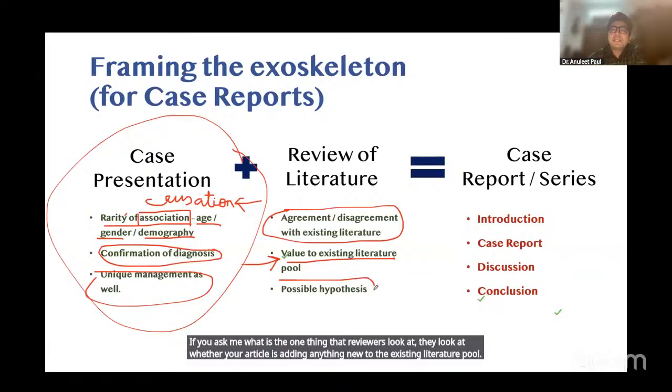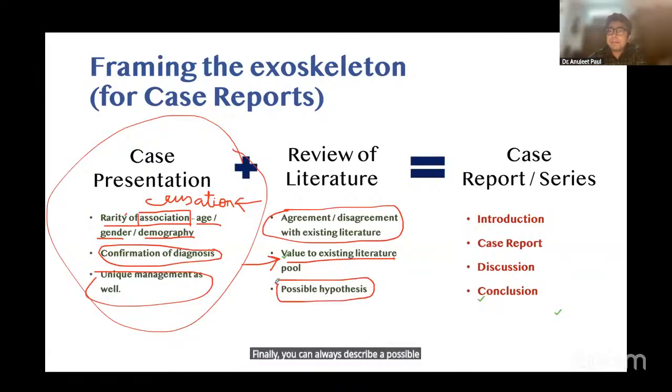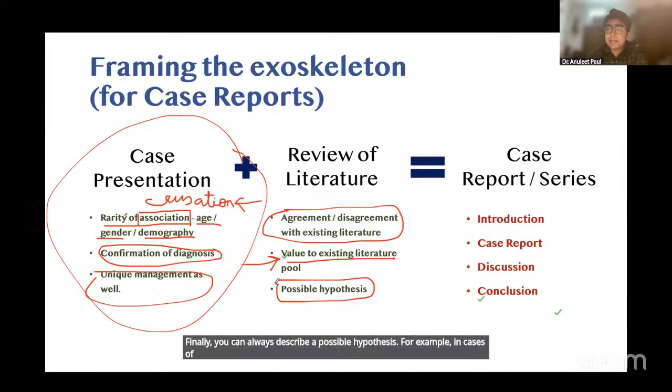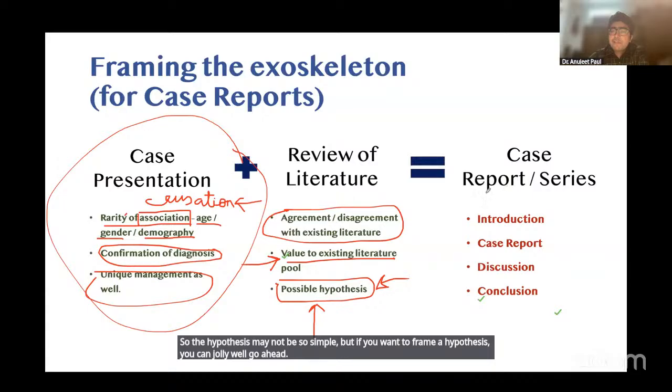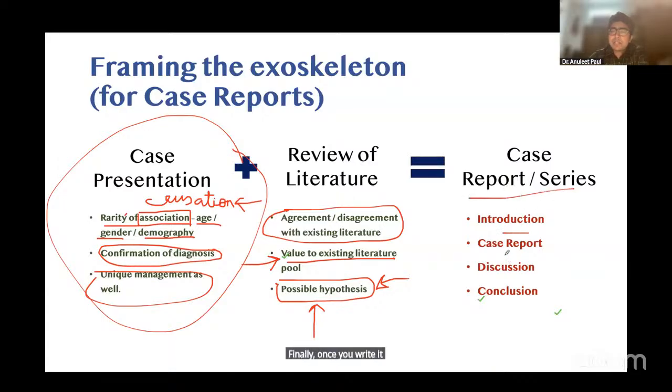Finally, you can always describe a possible hypothesis. For example, in cases of the eye, if one disease or one symptom is occurring more in the right eye than the left eye, a very common way of establishing a hypothesis is to describe how the arch of the aorta works, and how the right side of the body gets a direct supply and the left side of the body gets an indirect supply, and blame it on a vascular cause. So the hypothesis may not be so simple, but if you want to frame a hypothesis, you can jolly well go ahead. Finally, once you write it, it must have an introduction, a case report, a discussion, as well as a conclusion.